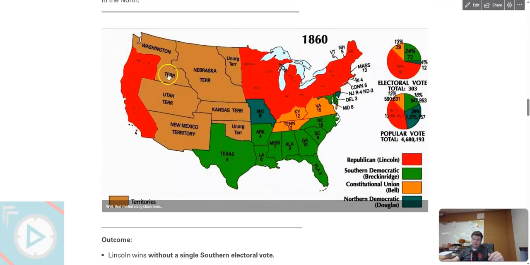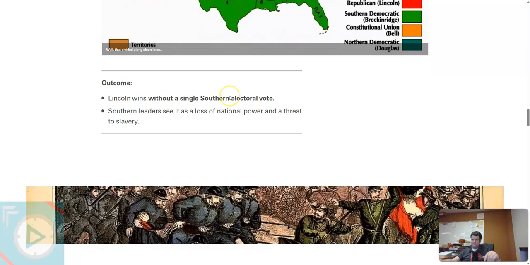One other thing worth noting, you'll see the territories. Territories do not have a position in the Electoral College, so their vote isn't in the presidential election. So just so you're aware. It's between these red, orange, greens, various shades of green states that are deciding the presidency. Abraham Lincoln takes the election.